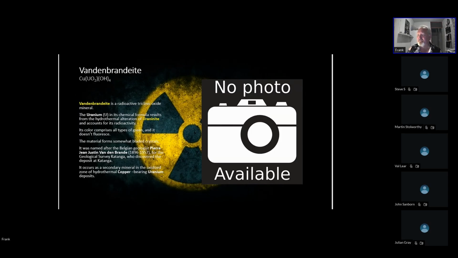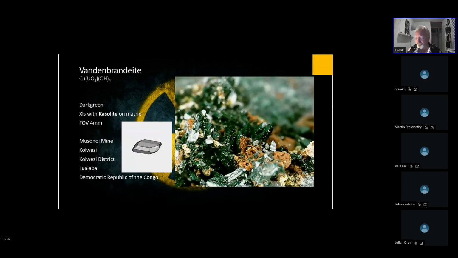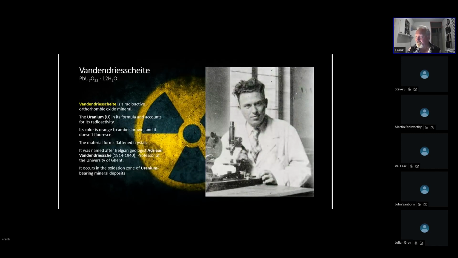Uranopolycrase is a radioactive orthorhombic oxide mineral. Its color is red-brown and it doesn't fluoresce. The material forms elongated tabular crystals, and it was named as the uranium-dominant analog of polycrase-Y. It occurs in pegmatites with abundant niobium and tantalum minerals and zeolites. Here you have some small red-brown crystals in a cavity on matrix from San Piero in Campo, from the island of Elba in Italy.